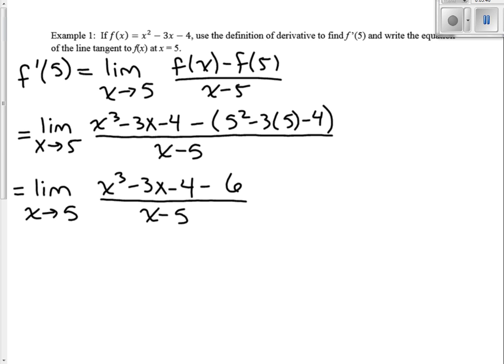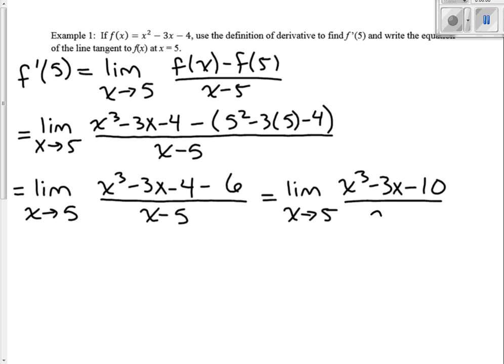And then what I can do is just combine my like terms and rewrite this again. Anytime I rewrite it, this limit as x approaches 5 must be there because this isn't an equation without an actual limit value there. So we end up with x cubed minus 3x minus 10 over x minus 5.